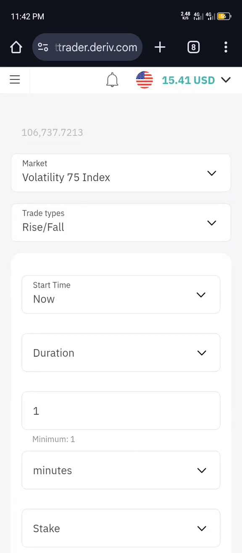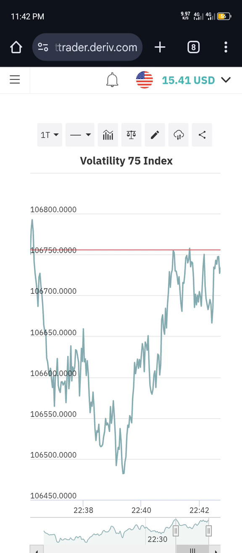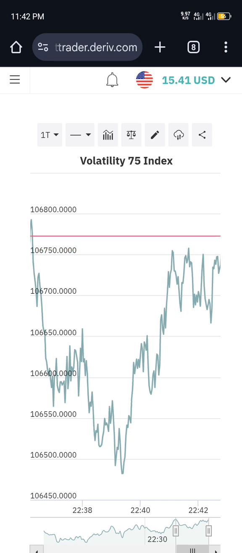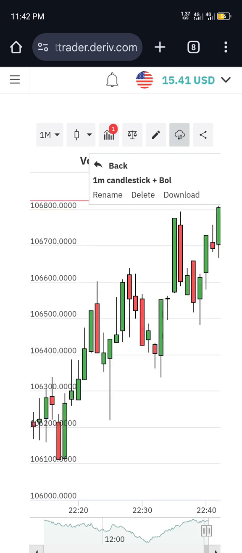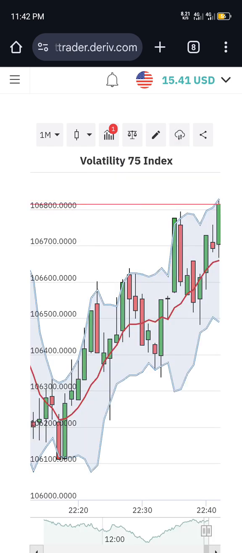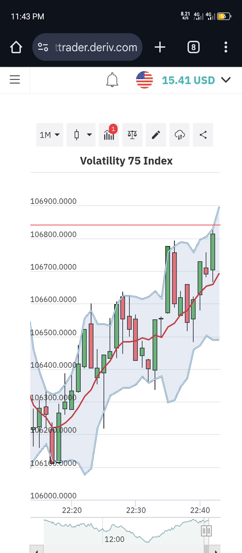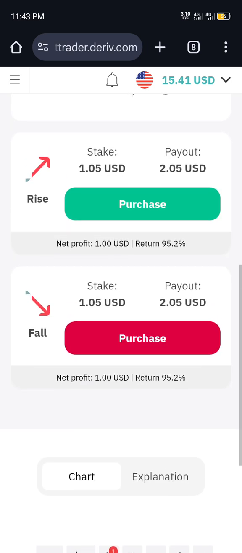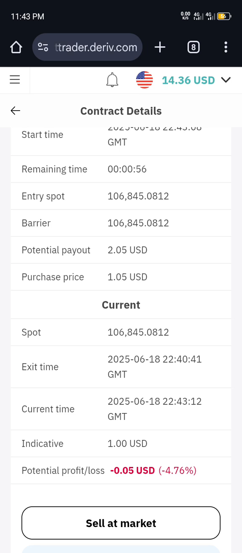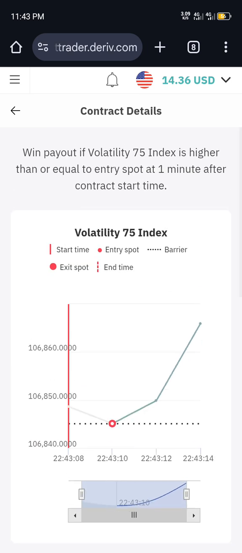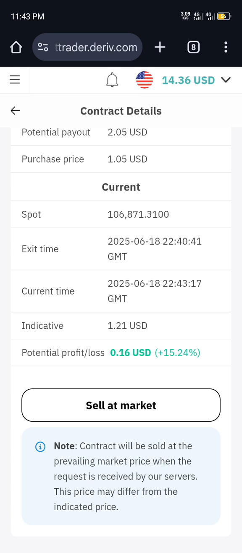I'm checking volatility 75 index now. Okay, I think it's trying to break out. Let's see. Oh, okay, if this candle is still going in that direction, then we have something to try. Our trade is on. Okay. Remember, if we see 75 cents profit, we can close it.